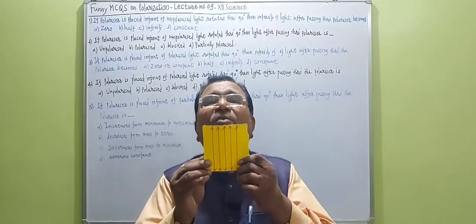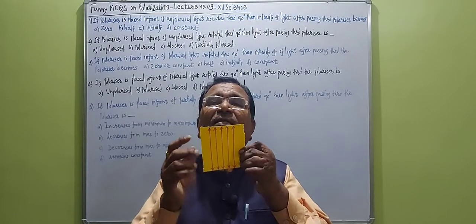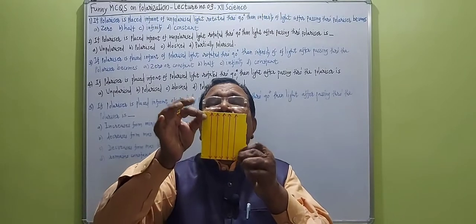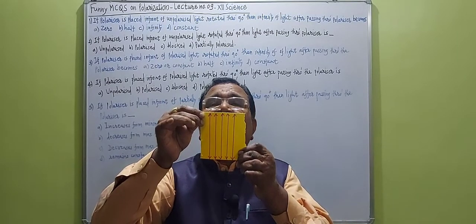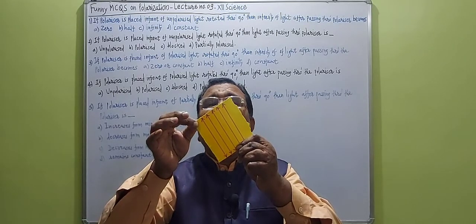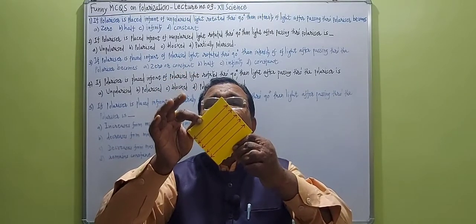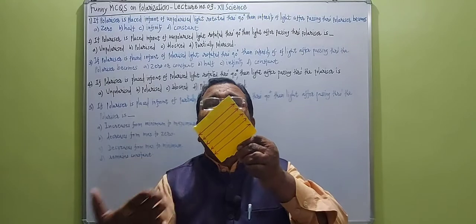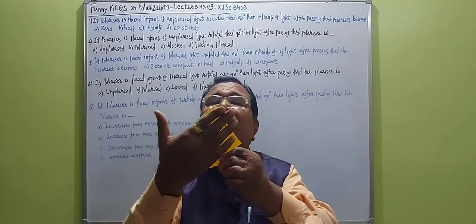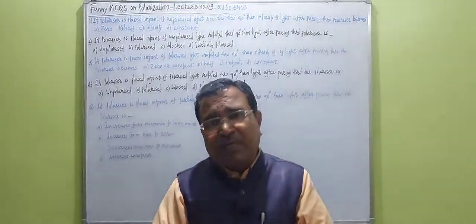Number 4. This is a symbol of polarized light. Vibrations of all electric vectors occur in a particular single direction. This is plane polarized light. Vibrations of electric vectors are inclined in a particular single direction in a particular plane like this. So this is a symbol of plane polarized light.